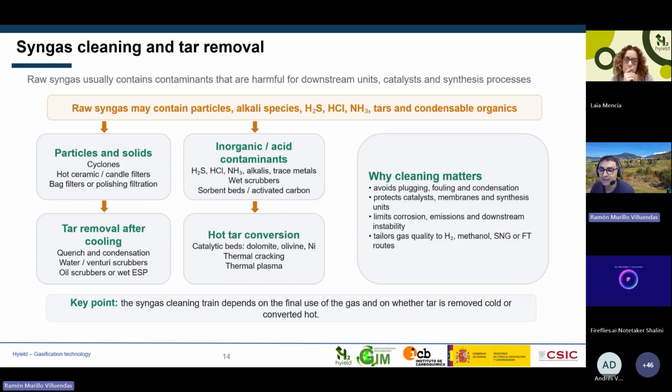In this case, catalytic beds based on dolomite, olivine, or nickel catalysts can promote cracking and reforming, and more intensive options such as thermal cracking or thermal plasma can also be used for very refractory tars.